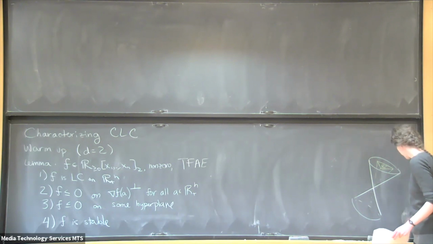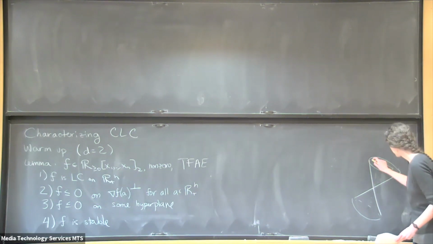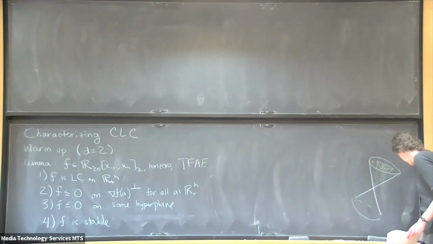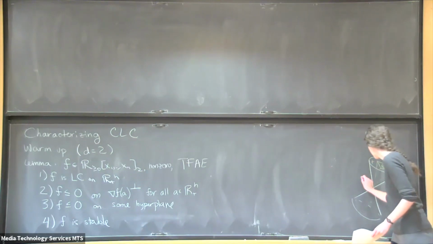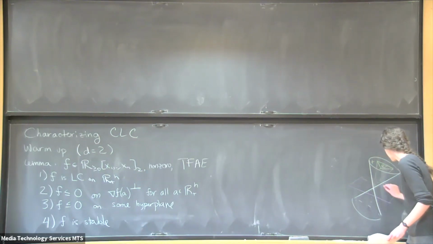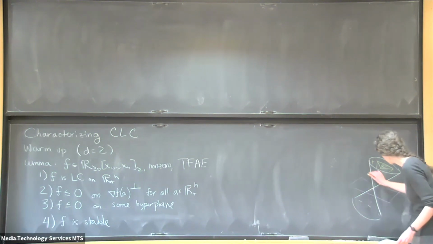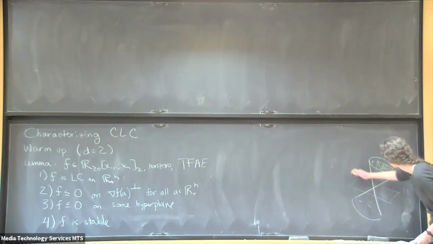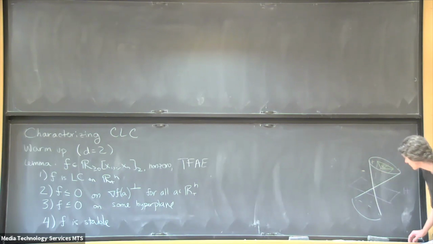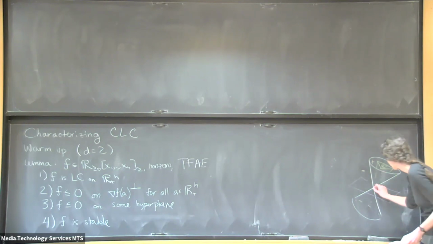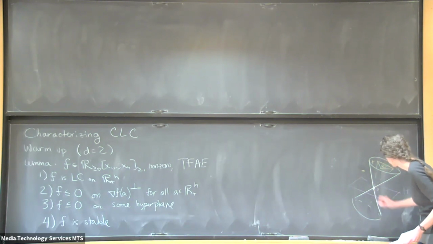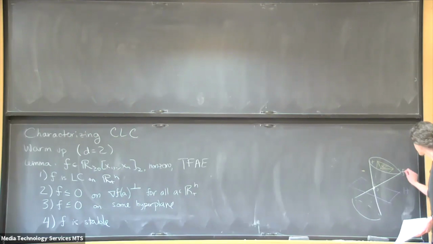So I'm going to be positive on the positive orthant. I want it to be negative on some hyperplane. This is the origin. And this is where F equals, I guess I'm drawing where F is 0.